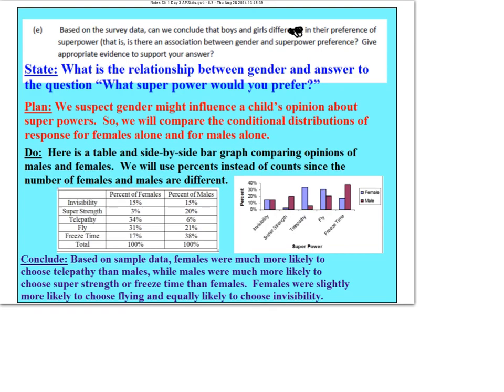Now we would come in and just make a conclusion. Our conclusion might be something like this. Based on the sample data, females were much more likely to choose telepathy than males, while males were much more likely to choose super strength or freeze time than females. Females were slightly more likely to choose flying and equally likely to choose visibility. Basically, we're just summarizing what we see as of now.